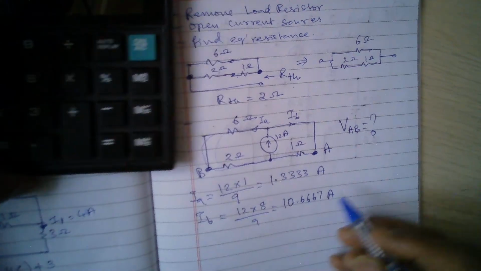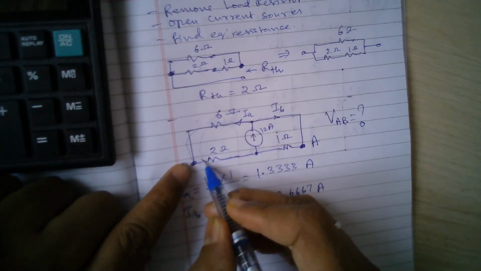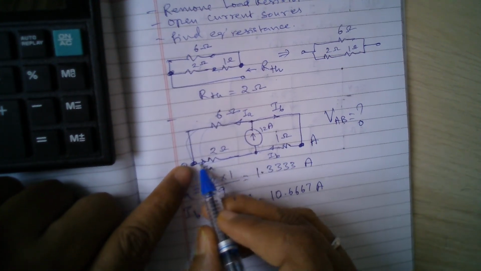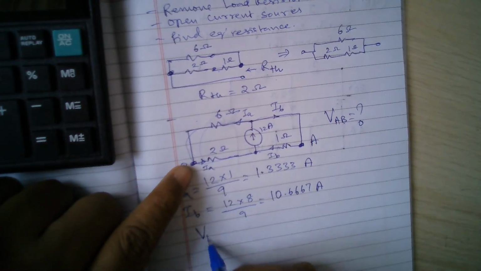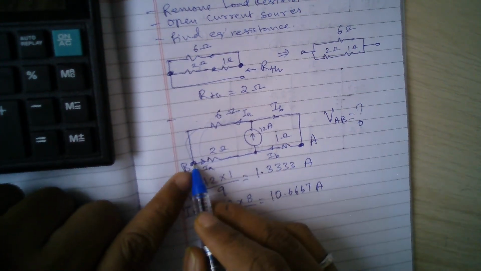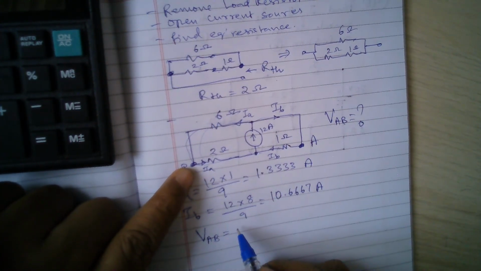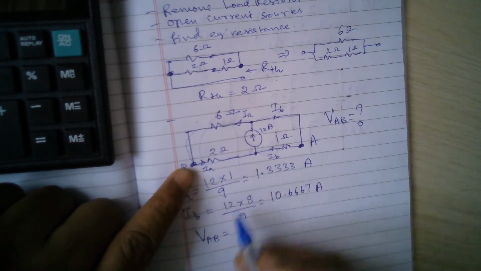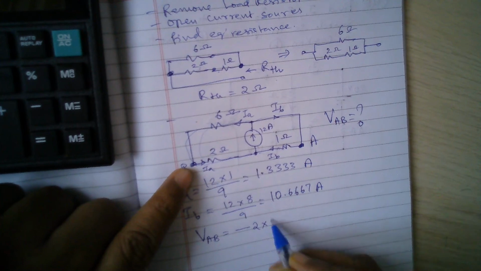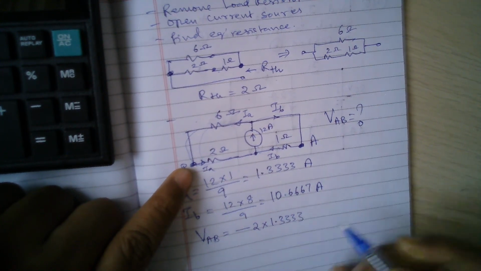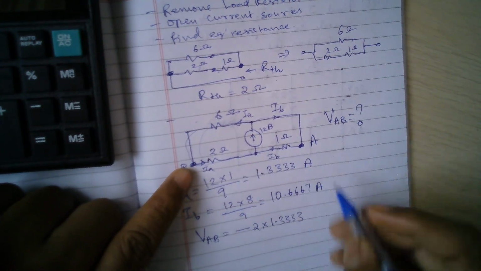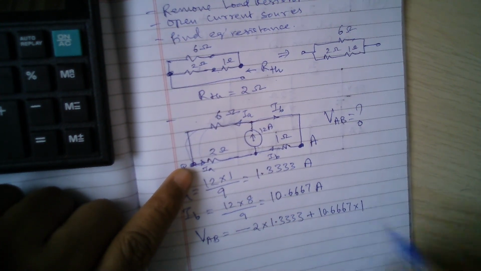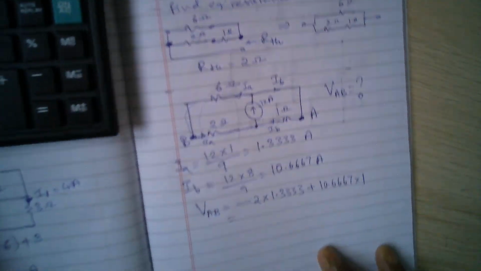Now I'll apply KCL from B to A. So the current is going like this, IA, and then here the current is coming IB. So here I am losing the voltage. Okay, so VAB is KCL from B to A. So from B here, I am losing the voltage because I am going in the same direction of current, so high voltage towards low voltage. So minus 2 into 1.3333. Then here I'll be gaining the voltage, so plus 10.6667 into 1. Okay, so this is the total VAB voltage.